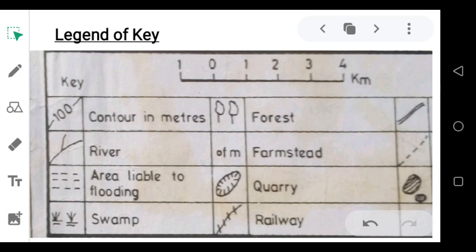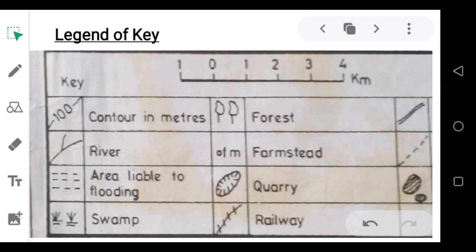For example, this one you are looking, can you see the key? Can you see the first one, 100? Can you see that 100? It means contour in meters. That is the contour interval. So it means the contour interval of this map is 100 meters.